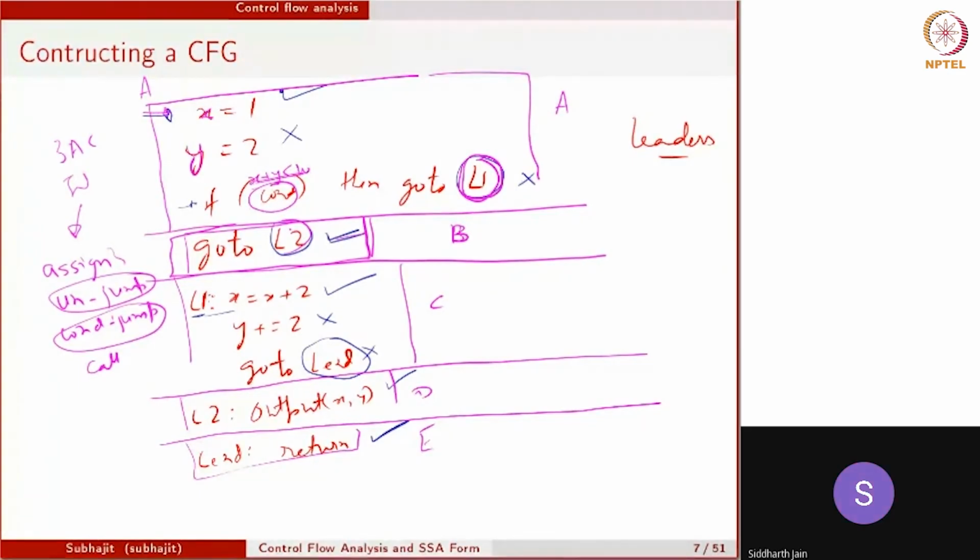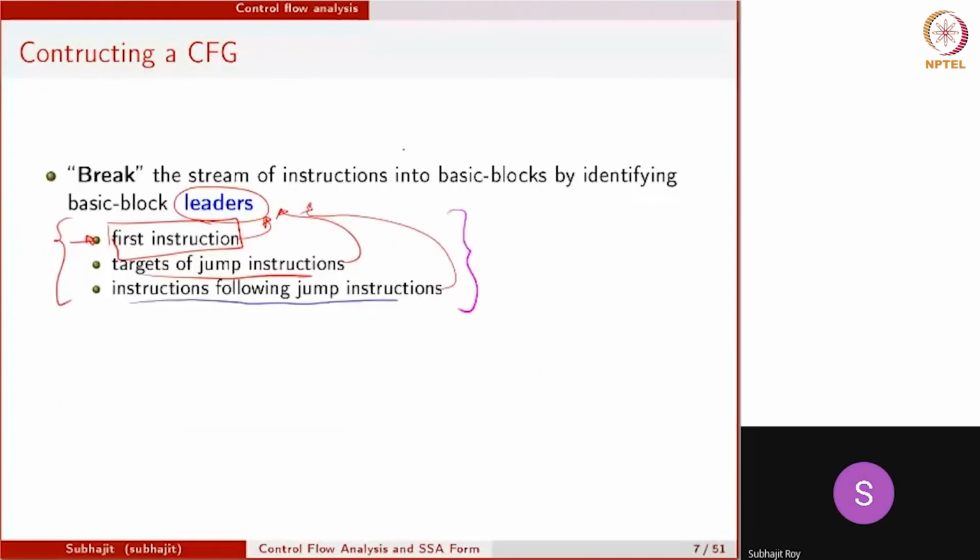So I have a follow-up question for this. Suppose we write the if condition as 0, so that it will never be taken. Then still in the CFG there will be this C node where we will jump to L1. Very good question.